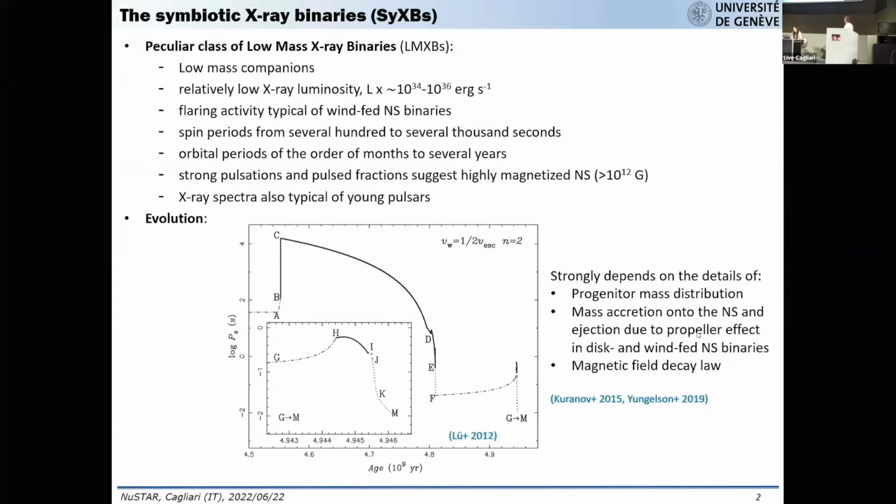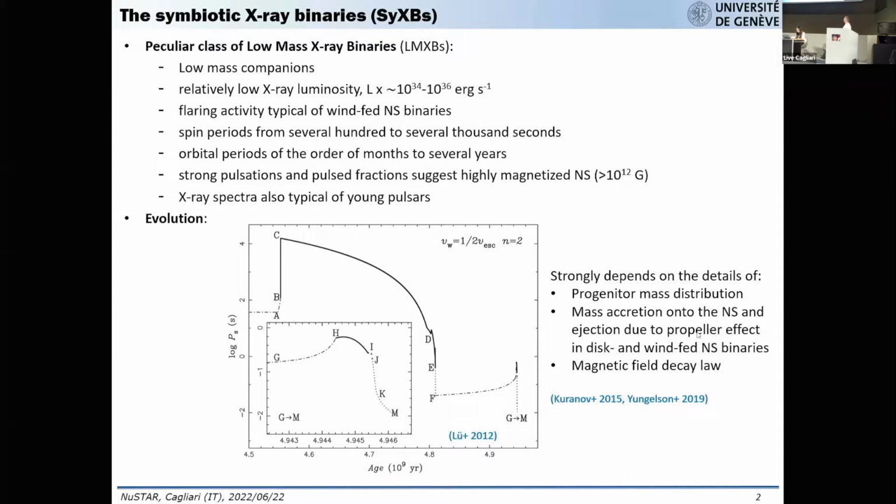what is a symbiotic X-ray binary? As I said, these are rather special sources, quite rare. We have in these systems a neutron star, which is accreting from the wind of a low mass giant star, an M giant star. And it's a puzzling system because on one side we have evidence, as I will show, of a young neutron star, so possibly strongly magnetized, and on the other end you have this giga-year-old companion, an evolved M star.